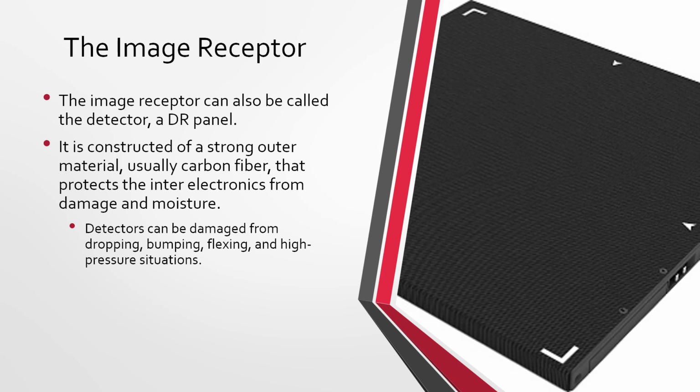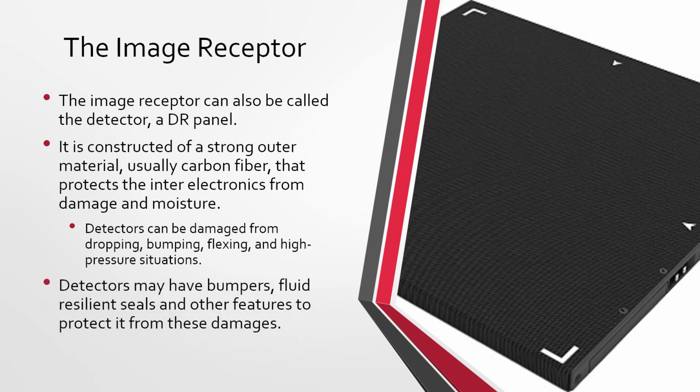Detectors can be damaged from dropping, bumping, and flexing in high pressure situations. The pressure can be distributed over the face of the detector or at a single point, and it is usually from the patient's weight being on it. Detectors may have bumpers, fluid resilient seals, and other features to protect them from these damages. The electronics inside are very expensive and complex, and we want to protect them. And we want to be careful with the detectors.